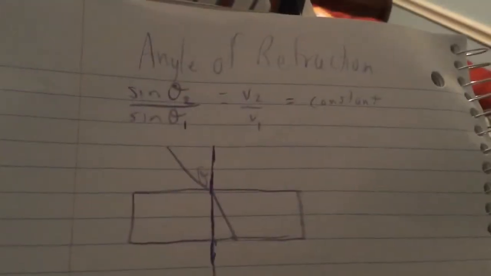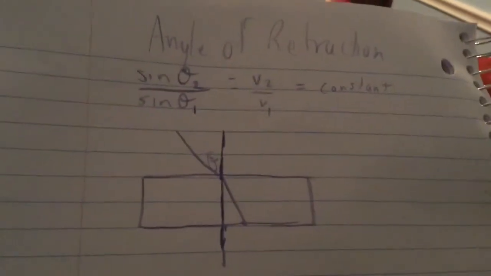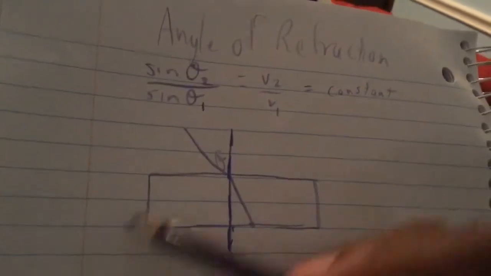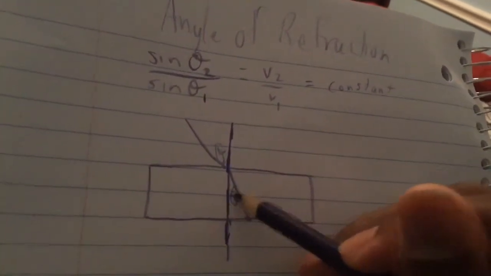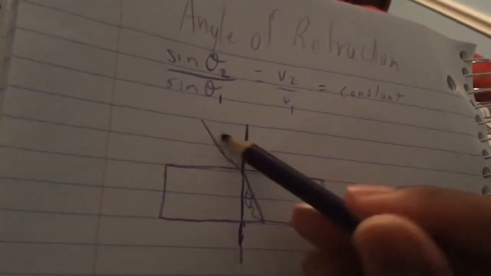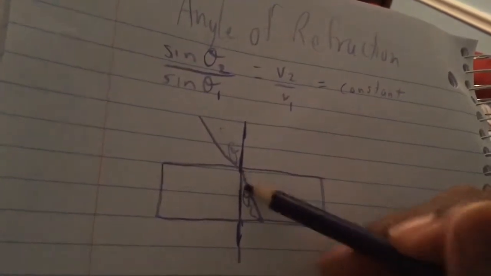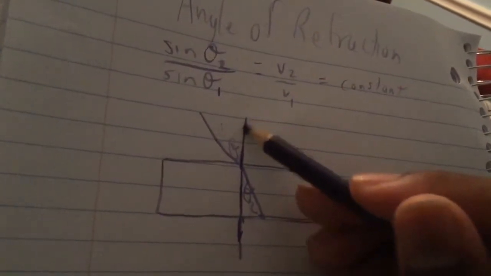Next thing we're talking about is the angle of refraction. The angle of refraction right here is where theta 1 goes to theta 2. As we see, when it hits the glass, it bends and goes towards this normal, which is the reference on which the angle refracts.